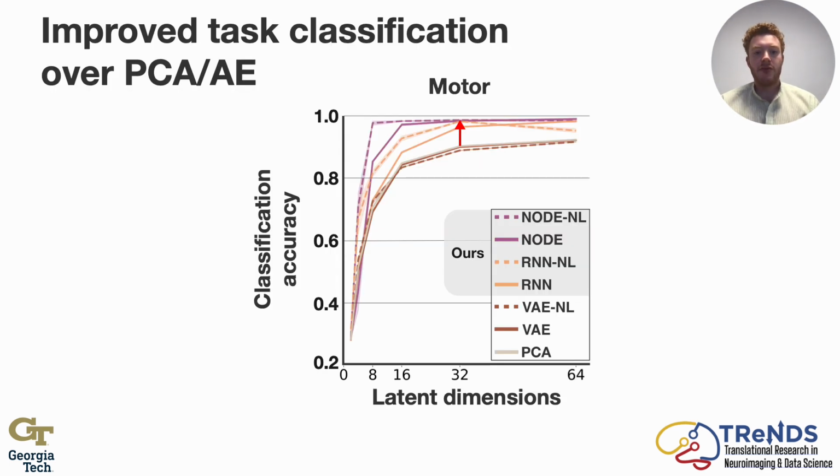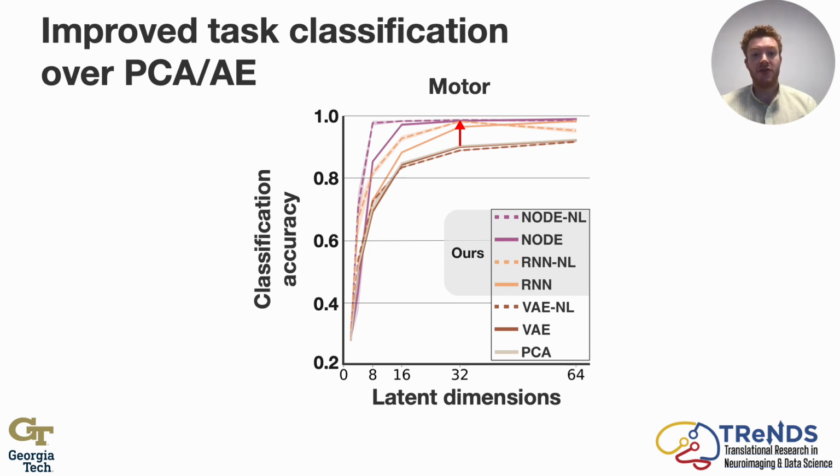I will first just walk through the results for the motor task, and then show the other results. So both the neural ODE, which in this case we call the node, and RNN are our proposed models. The node is the purple line, and the RNN is the orange line in this figure. The dashed lines are the nonlinear versions of the models, whereas the solid lines are the linear versions. There are 5 subtasks in the motor task, so a random classification accuracy would be 20%. Our models all outperform the autoencoder and PCA by quite a large margin for all latent dimensions.